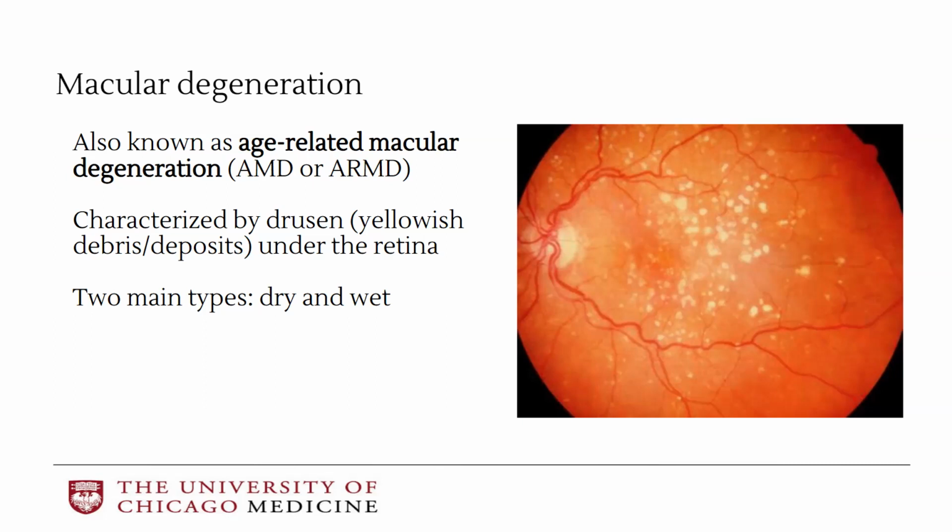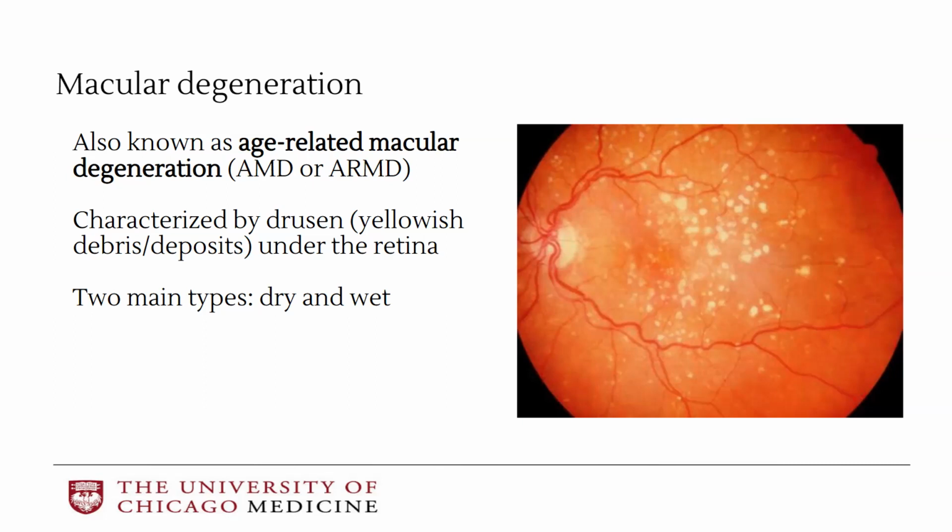When we talk about the aging eye, macular degeneration is one of those topics that a lot of us are familiar with, either because we have family members who have had it, or some of you may have been told that you have some findings of it by your ophthalmologist. I think most of us know at least one person who has or has had macular degeneration. This is also known as age-related macular degeneration. The abbreviations AMD or ARMD are often used. AMD is the most common.